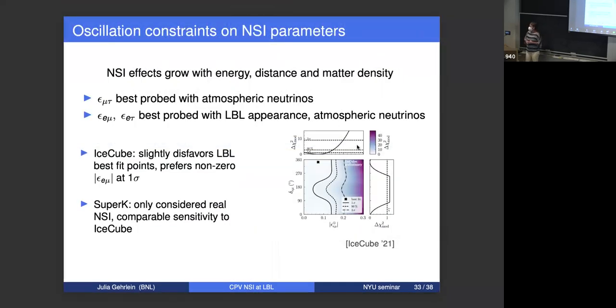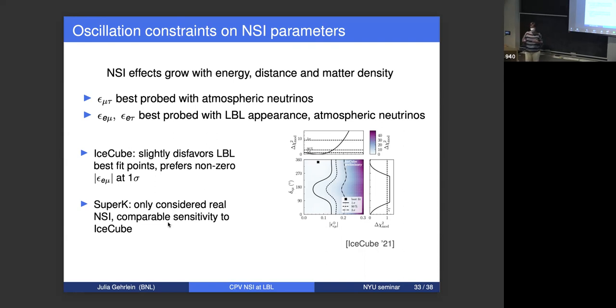So I already showed you some complementary constraints on NSI parameters. The effect of NSI grows with energy, distance, and matter density. This means that epsilon mu tau is best probed with atmospheric neutrinos. Epsilon e mu and e tau are best probed with long baseline appearance and atmospheric neutrinos. I already showed you the IceCube curve, which is again shown here in this lower plot, which slightly disfavors our best fit point from T2K and NOvA. However, as you can see, this upper plot here also prefers non-zero epsilon e mu at a one sigma level.